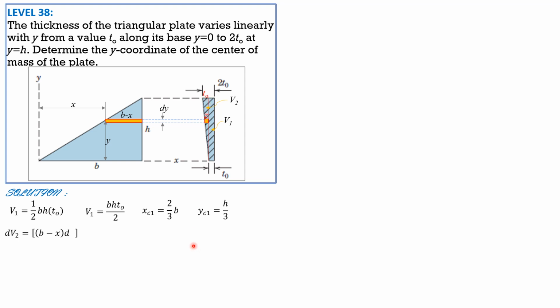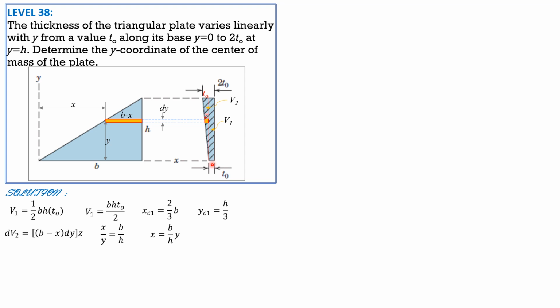So differential volume 2 is the area of this strip, b minus x times dy, times thickness perpendicular to the screen, which is z. So b minus x times dy, that's the area of the strip, times thickness perpendicular to the screen, z, which is also a variable. So x must be expressed in terms of y, z must also be expressed in terms of y. So from the figure, x as to y equals b as to h. So x is b over h times y.